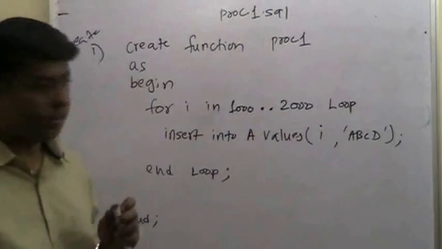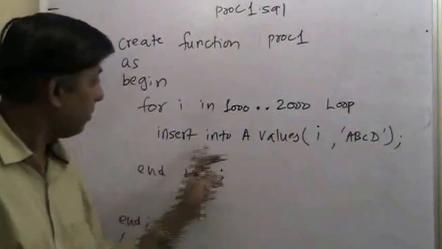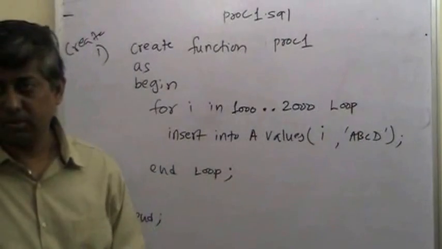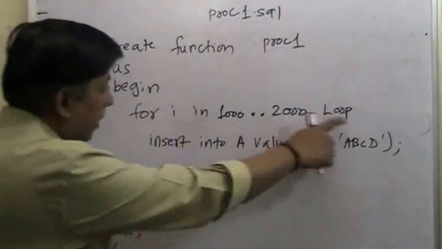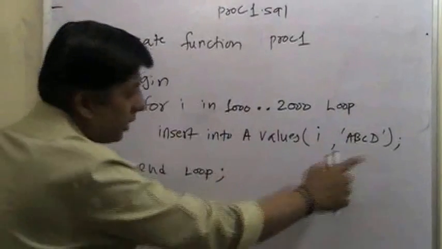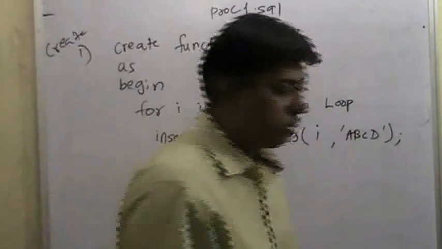Is there a semicolon after ABCD? Yes, so this is like our simple semicolon. Each line will finish with a semicolon. So this is a for, it starts from here and ends over here, so there is a semicolon for the for, and within the for there is an insert statement, so there would also be an insert over there.